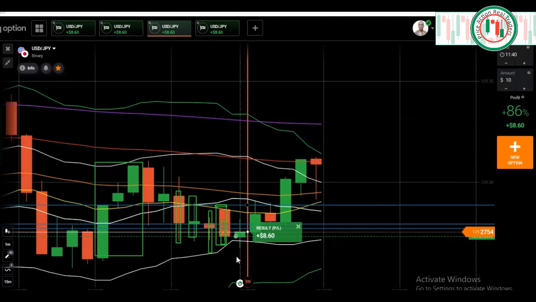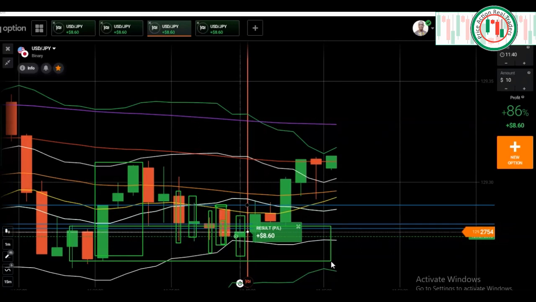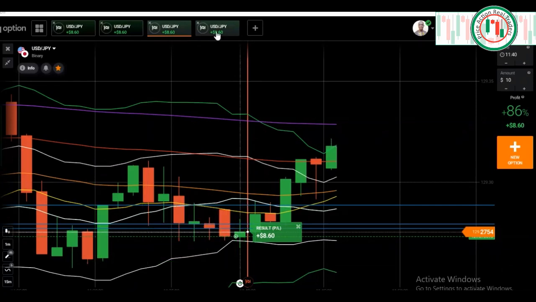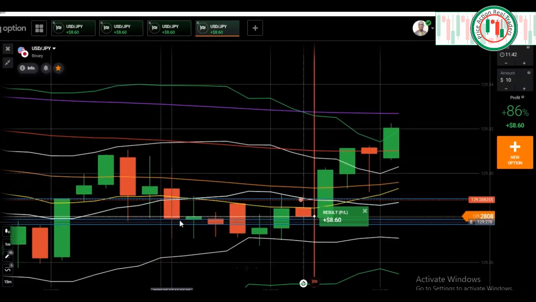When this candle finishes, then I place my trade, call option, here, because the whole area here is the zone, as I have told you. So that's why I place my trade, call option. You see this is a winning trade. So this is the last trade here.